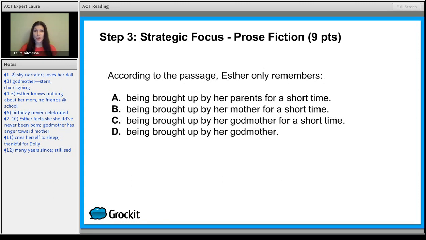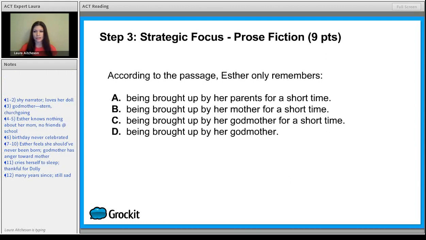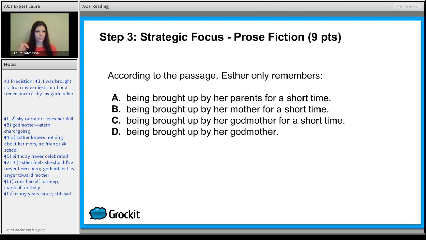We have, according to the passage, Esther only remembers. When it says according to the passage, it means that we will find support in the passage. So our prediction for number 1 is right down there. In paragraph 3, "I was brought up from my earliest childhood remembrance by my godmother." Match it to an answer choice. Answer choice D will earn you a raw score point.